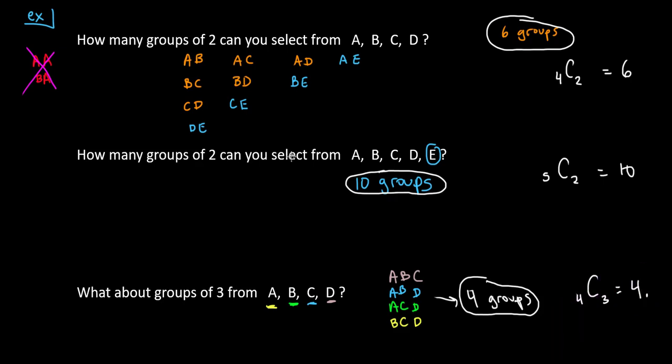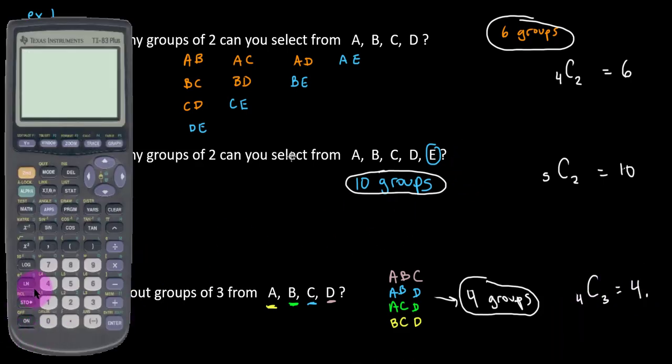Calculator time. Taking it from the top, let's do 4, math, choose 2, and the answer should be a 6. I think I can go to second entry and be a little lazy here. 5, choose 2 ought to be a 10. And again, second entry, this time 4, choose 3. Are you a 4? Indeed.